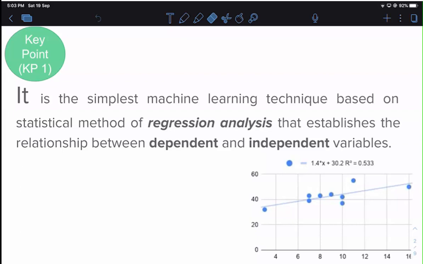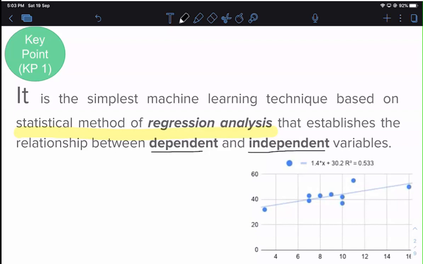The first and the most important point is that linear regression is a machine learning technique which is based on the statistical method of regression analysis, and the purpose of linear regression, or the regression method from machine learning, is that it intends to establish a relationship between the dependent and the independent variable.